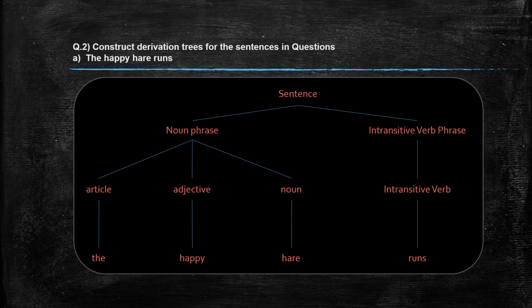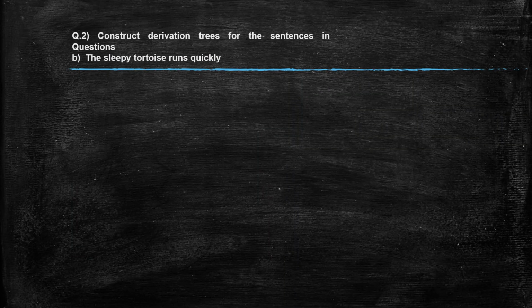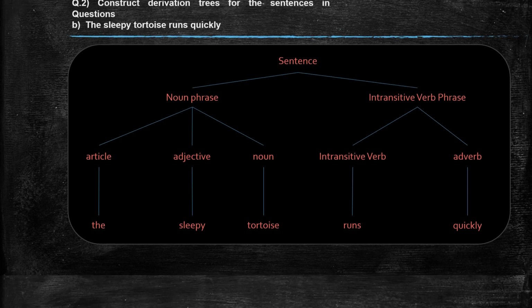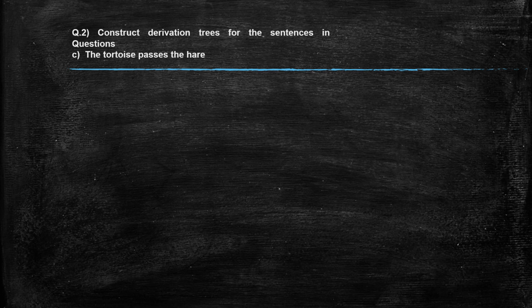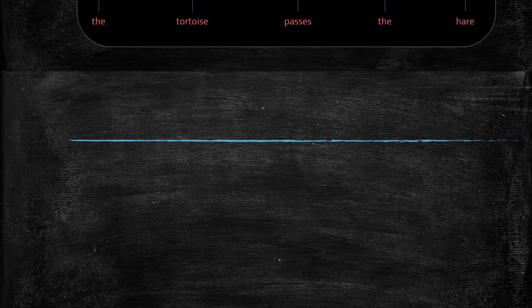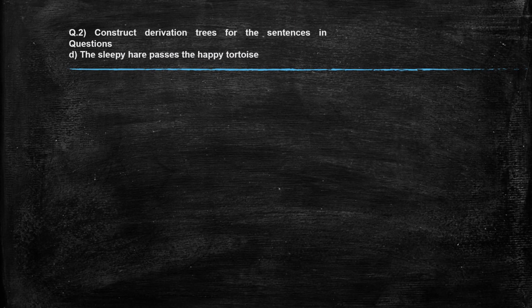This is a diagrammatic representation of the first part, the happy hare runs. This is for the second part. This is for the third part, the tortoise passes the hare. And this one was the last, the sleepy hare passes the happy tortoise.